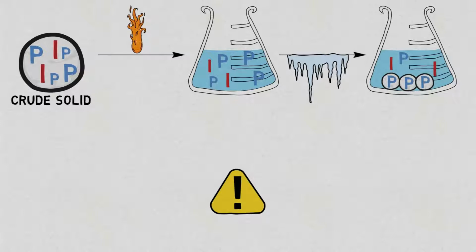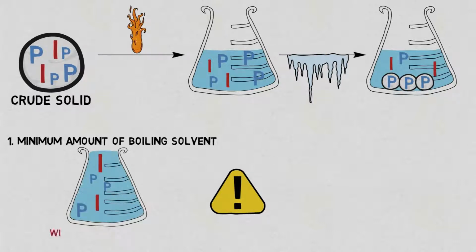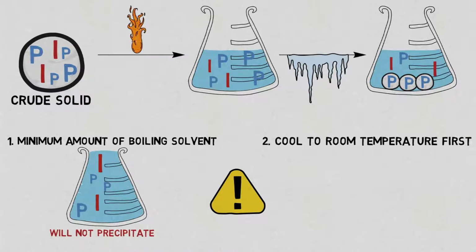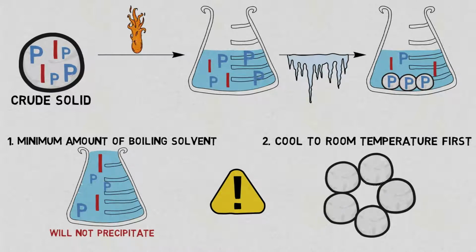To make sure the recrystallization process goes well, there are a few hints that can help us. First, we need to add a minimum amount of boiling solvent to make a saturated solution. If we use too much solvent, the solution will be too dilute and the product will not precipitate. Secondly, we need to make sure to let the flask achieve room temperature before putting it on ice. If we directly put the flask on ice, the solution will crystallize rapidly, and the impurities will be trapped between the pure growing crystals, precipitating with the product.